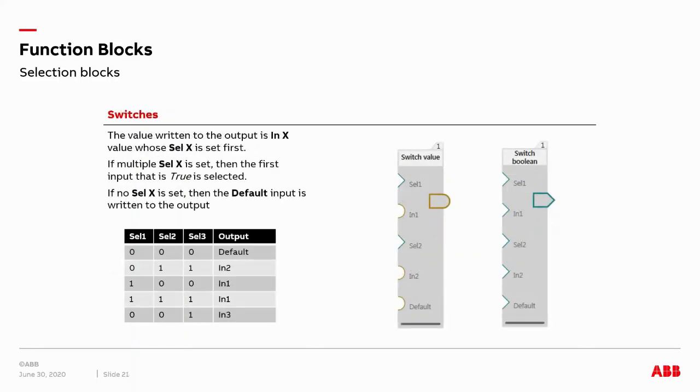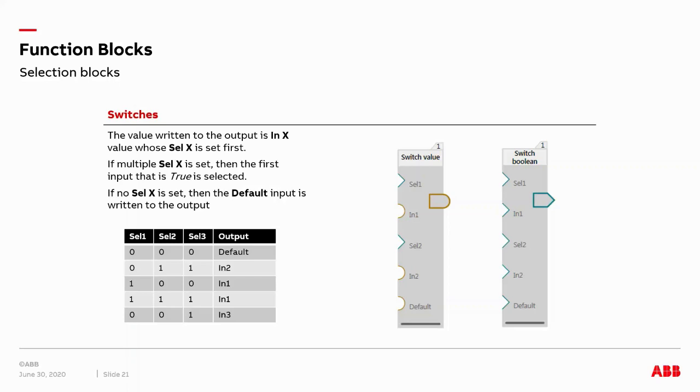Some switches now. The value written into the output is in X. You can see that in X isn't on there, but in X would be in 1, in 2, etc., whose select X is set first. So you see a couple of those select 1, select 2, etc. As soon as one of those becomes high, the corresponding in 1, in 2, etc. is going to ultimately be the output. If no select X is set, then the default input is written to the output. So you have a default at the very bottom.